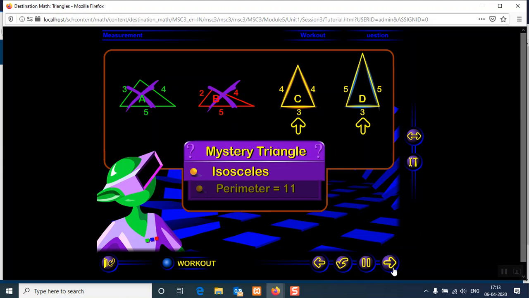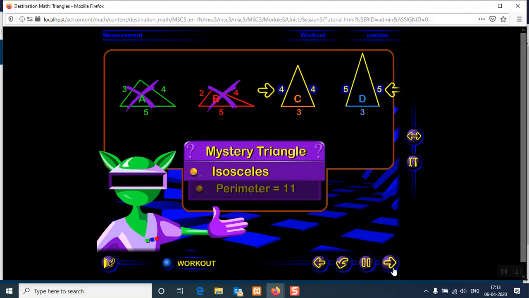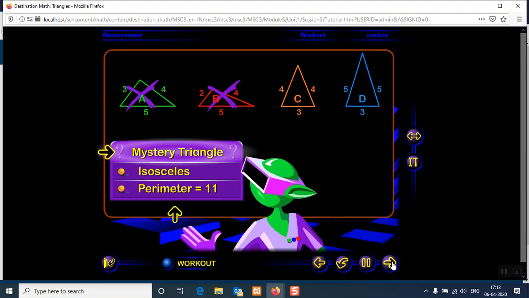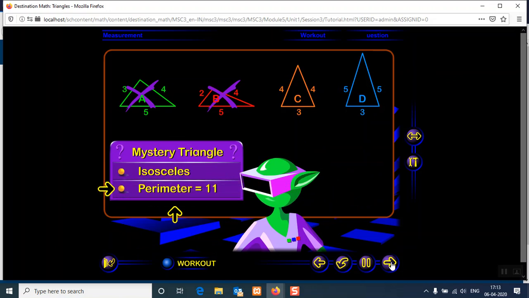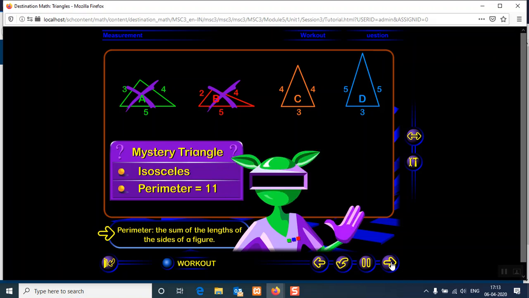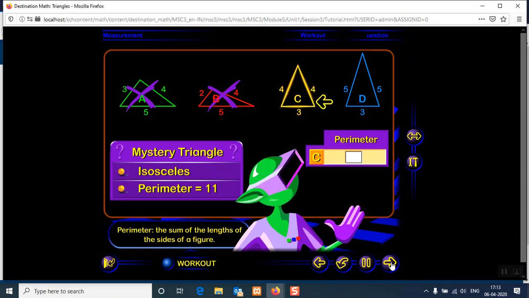Triangles C and D both have two equal sides, which means they are isosceles. So, one of these triangles is the mystery triangle. So click on the triangle. So here if we see, it is 4 plus 4, 8 plus 3, 11. And this is 5 plus 5, 10 plus 3. How much is this? It is 13. So this one is my correct triangle. Now you know that the mystery triangle has a perimeter of 11 units, and the perimeter of any figure is the sum of the lengths of its sides. Can you calculate the perimeters of triangles C and D?